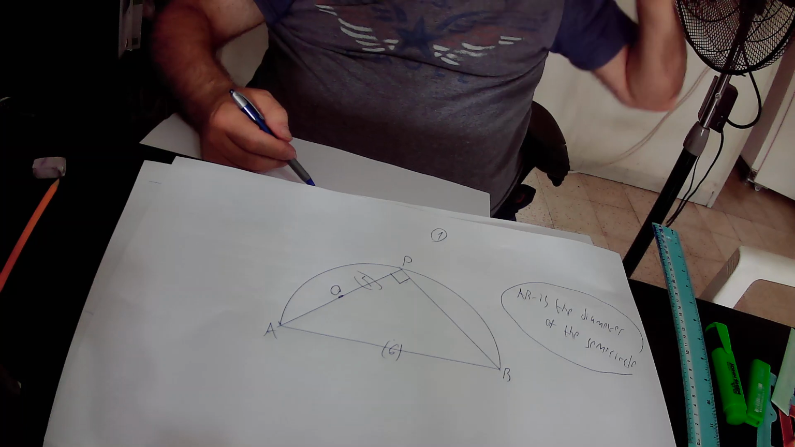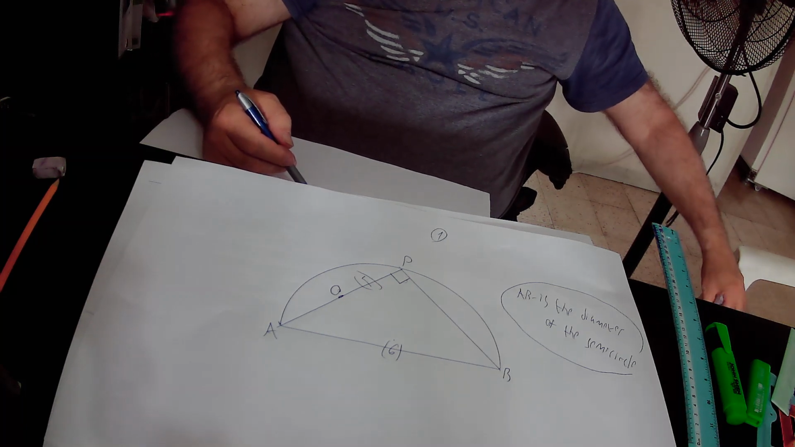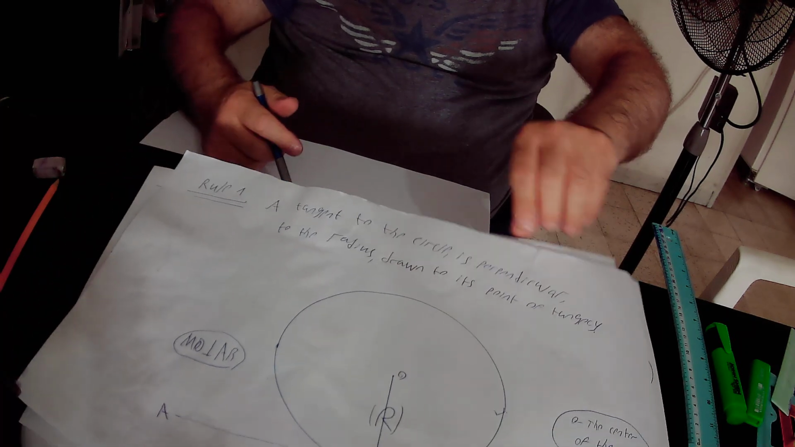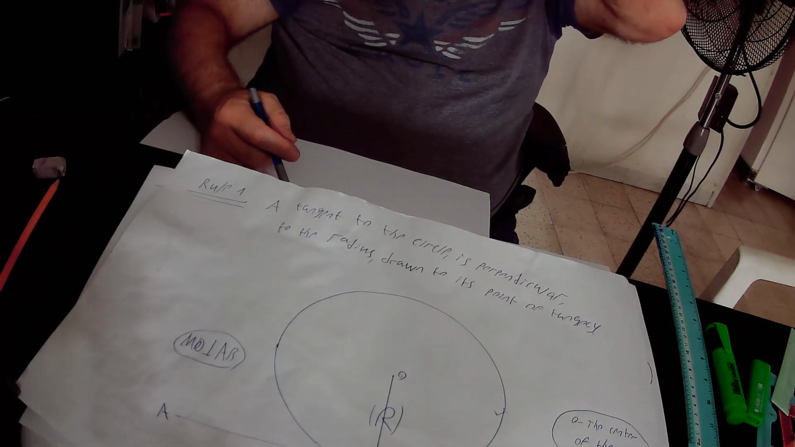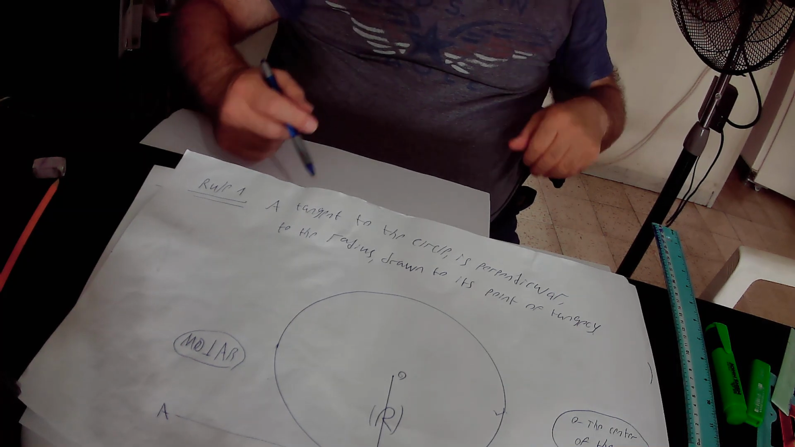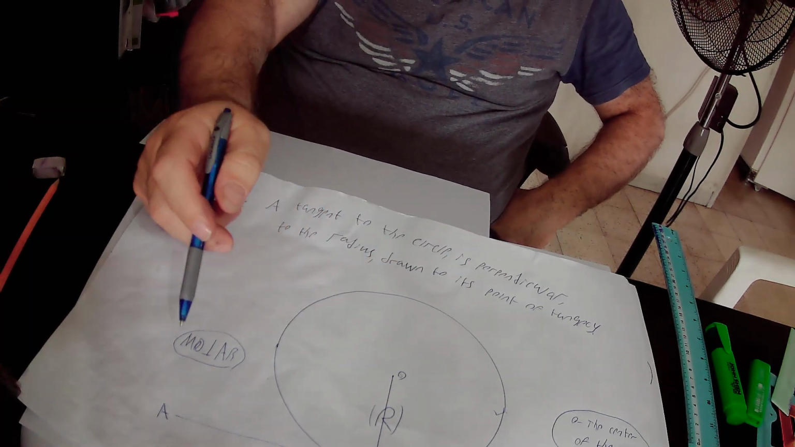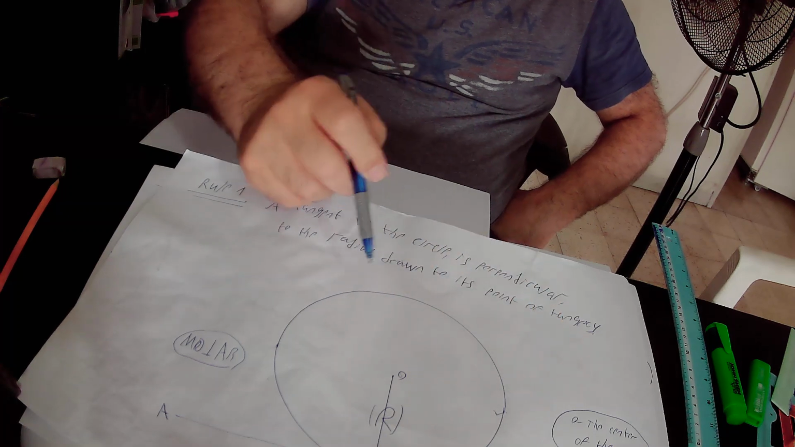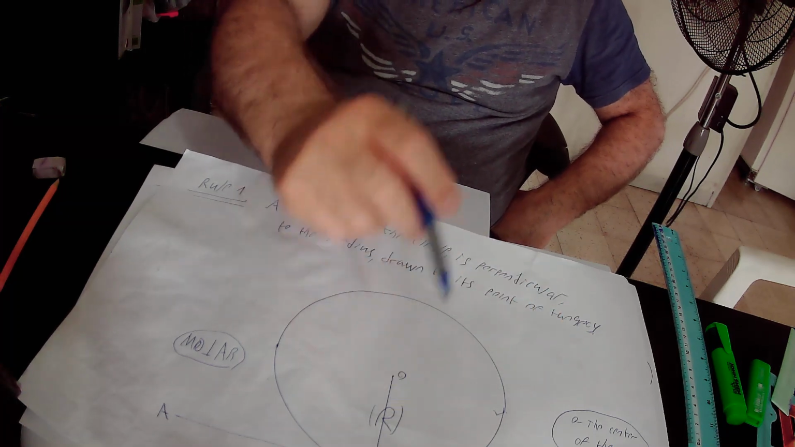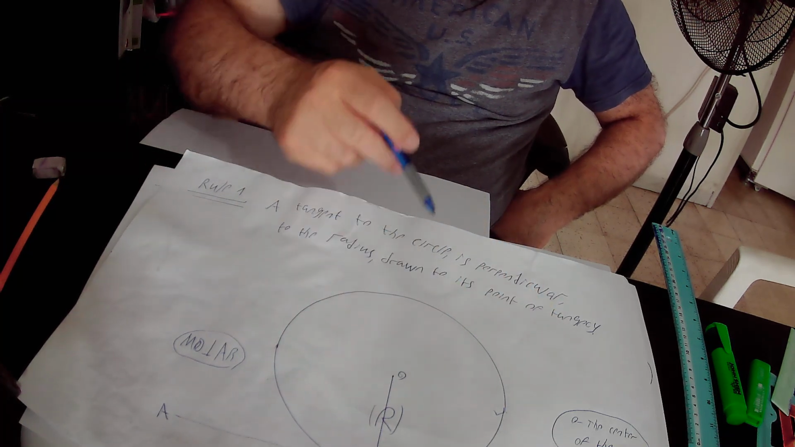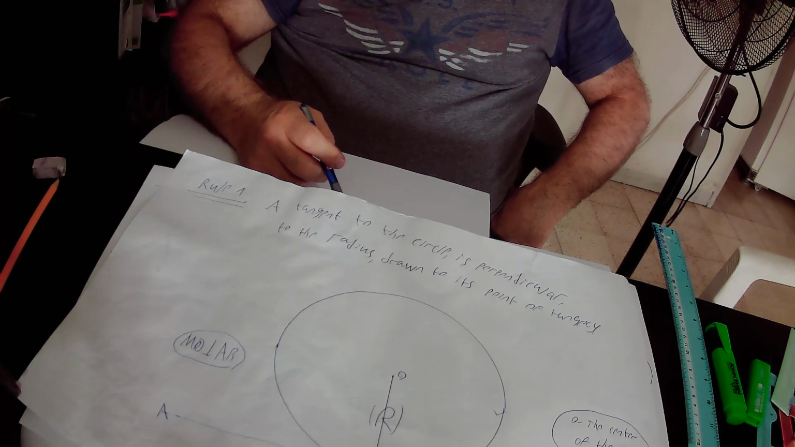So, according to rule 1, let me repeat quickly rule 1: a tangent to the circle is perpendicular to the radius drawn to its point of tangency. We have here the radius OM is perpendicular to the tangent AB, because the radius OM is drawn to point M. Therefore, tangent AB is perpendicular to the radius MO.